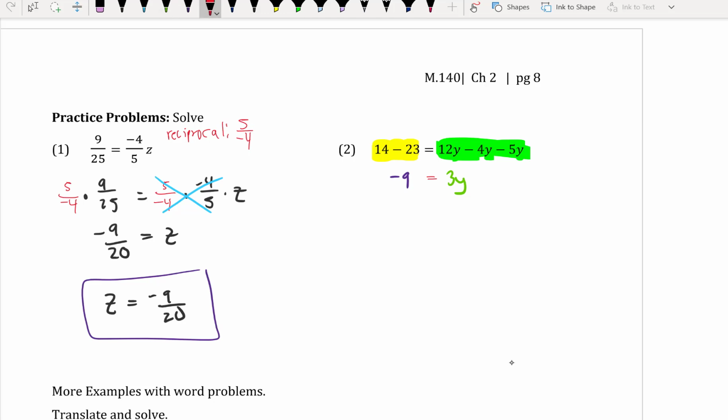So to get the y by itself, I'm going to divide by 3. So that negative 9 divided by 3 is a negative 3, and that's equal to my y value.